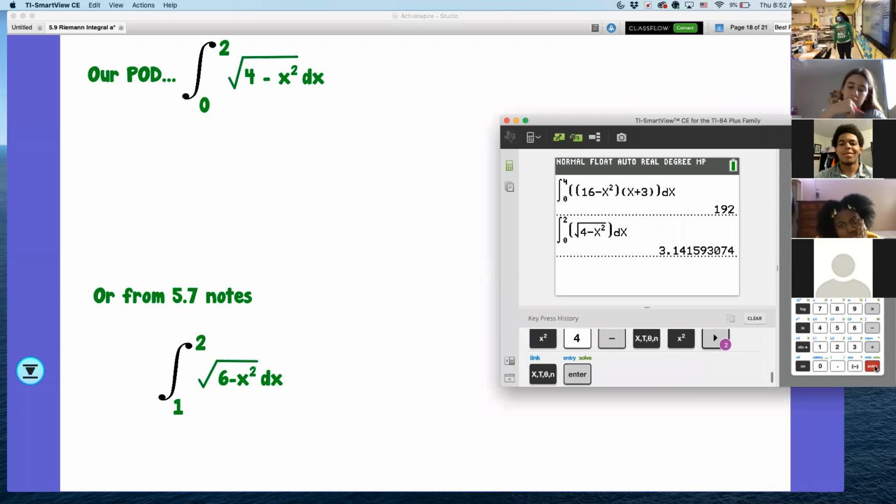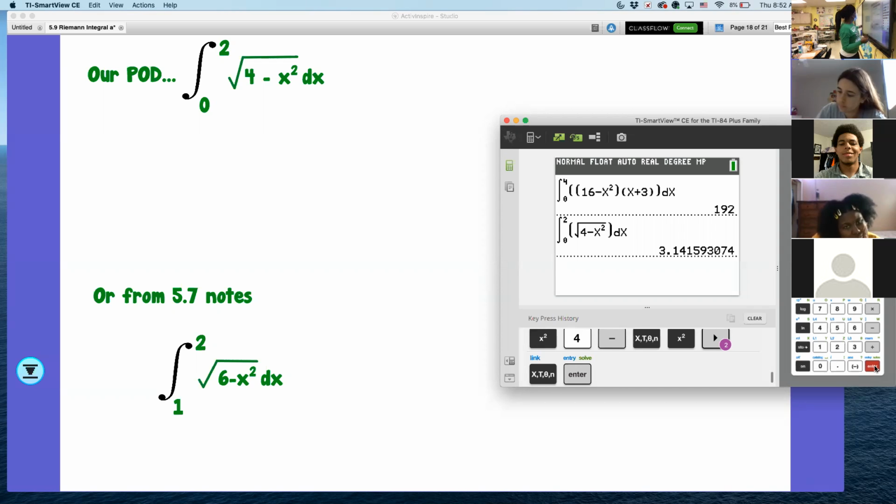And there we go. I believe that was the answer. I think we did an approximation, but this would be our exact. What is 3.141593? That is pi. So in case it asked for the exact area, you know that it would be pi, okay?